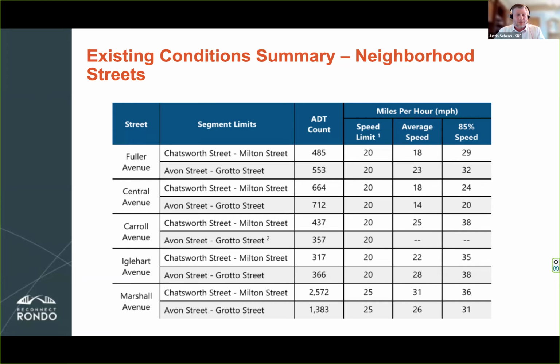So for those 85th percentile speeds, that's really that speed at which that captures 85% of the vehicles that are traveling past that location. And we're seeing 85th percentile speeds upwards of 10 to 15 miles per hour above the speed limit. Keep in mind that, of course, this doesn't account for those top 15% as well. So there are vehicles that are traveling even faster than what we're seeing in that 85th percentile speeds.